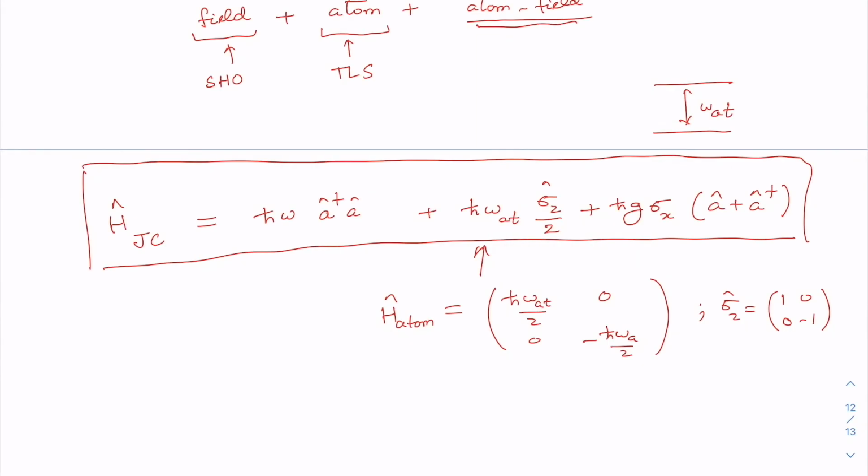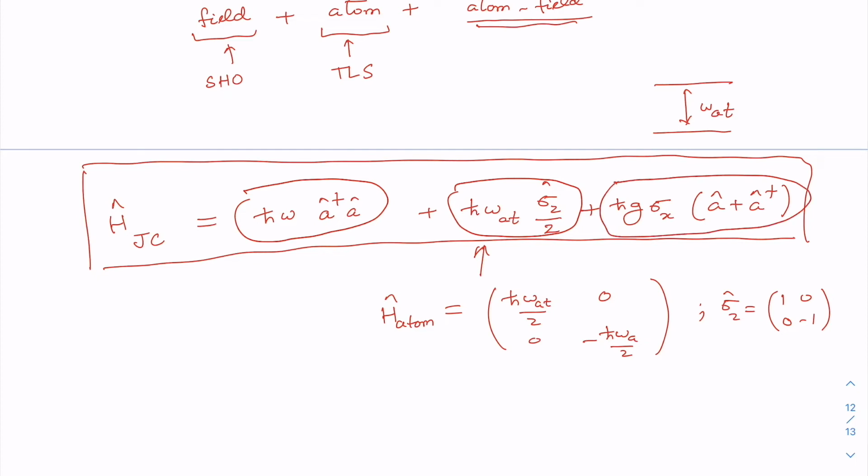And the underlying physics described by the Jaynes-Cummings model is easy to understand. The first term in the JC Hamiltonian represents the field mode energy. The second term is about the energy of the two-level atom, while the third term represents the interaction between the atom and the field mode.